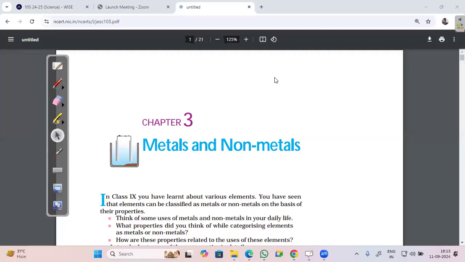Okay, I'm sharing the screen. First of all, we'll study what are metals. We'll study the defining property of the metals. So in what way do we define the metals, or how can we say that a substance is a metal or a non-metal? Yes, Abhinav. How can we say that a substance is a metal or a non-metal?